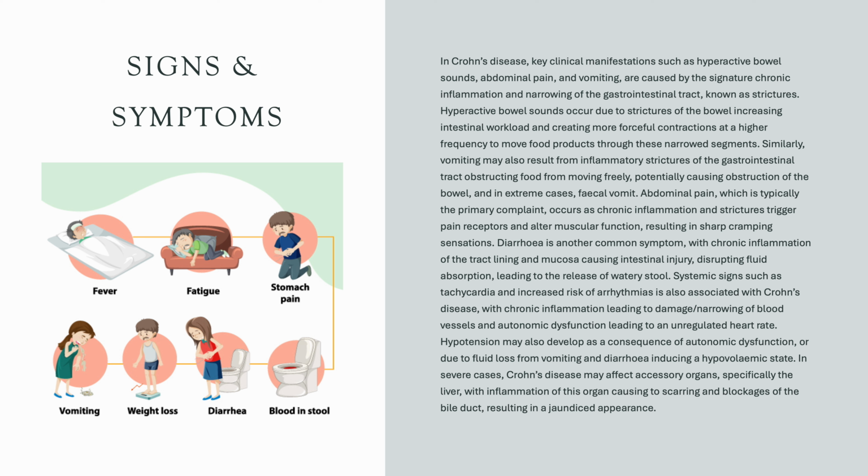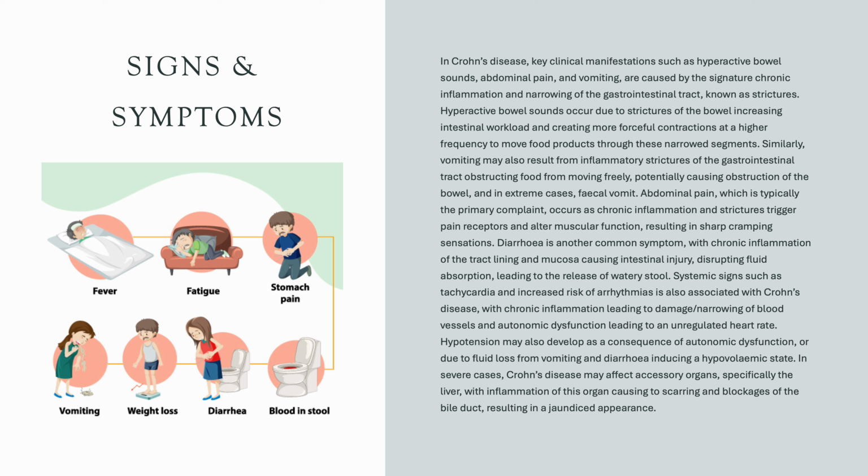Abdominal pain, which is typically the primary complaint, occurs as chronic inflammation and strictures trigger pain receptors and alter muscular function, resulting in sharp cramping sensations. Diarrhea is another common symptom, with chronic inflammation of the tract lining and mucosa causing intestinal injury, disrupting fluid absorption and leading to the release of watery stool.